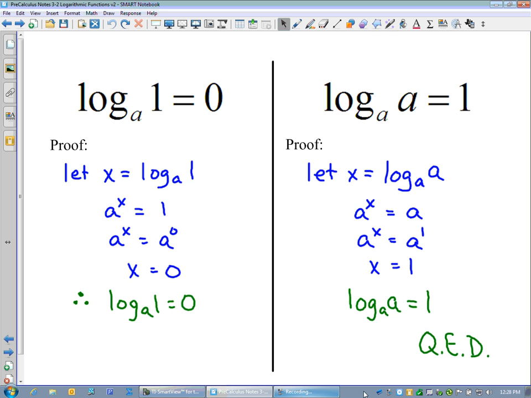And a lot of times you'll see proofs will end with quod erat demonstrandum, which is Latin for that which was to be shown, or that which was to be demonstrated. But most mathematicians like to say it was quite easily done. And that's the end of our logarithmic discussion, and enjoy.